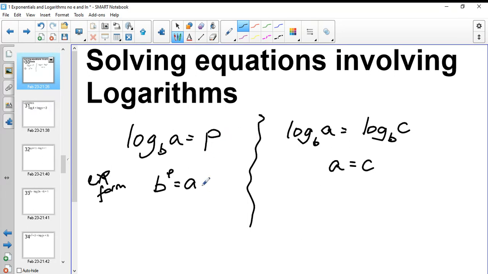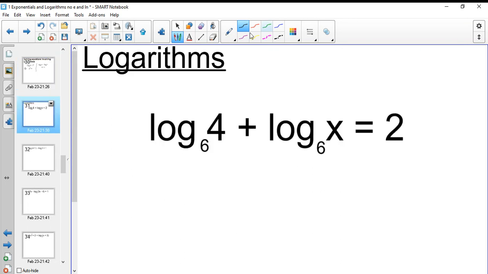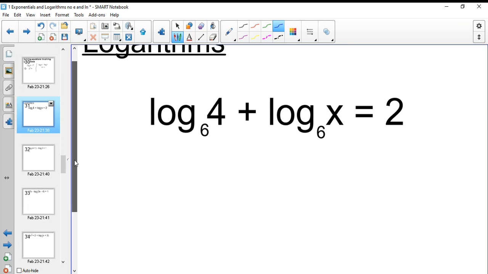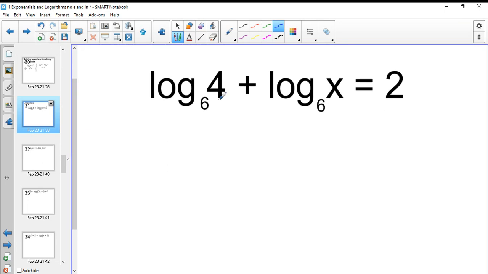Most of the time, you'll be doing this. So let's look at this first question. Log to base 6 of 4 plus log to base 6 of x equals 2. We're base 6, so because they're the same, we can use the law to combine them. So law 1: log to base 6 of the product of those two, which is 4x, equals 2.